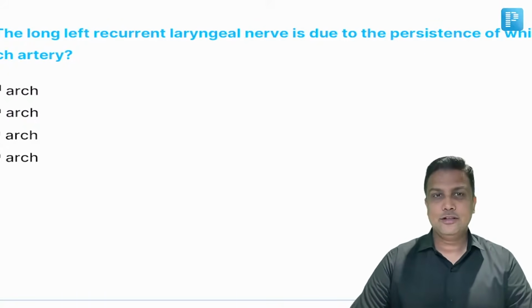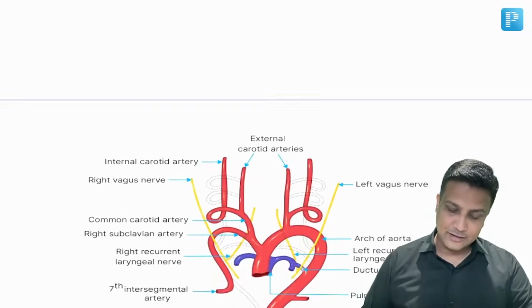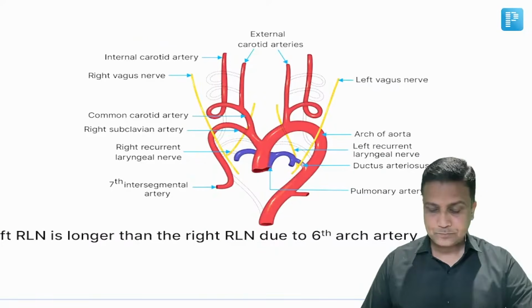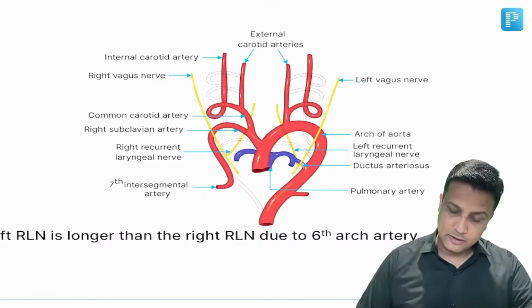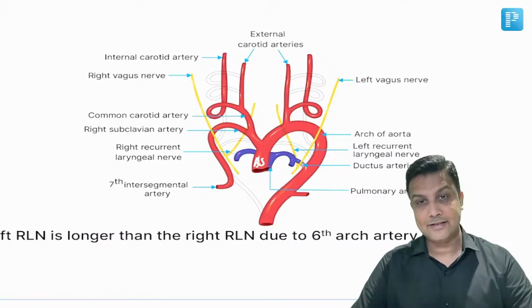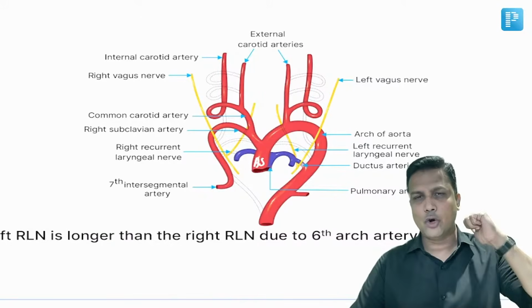But here in the question, they're asking it is longer due to which arch artery. That means the question is about gross anatomy, but the answer they're expecting you from the embryology part. So now please look at this diagram very carefully here. Yes, of course, we have discussed this in embryology that this one here will be the aortic sac in the front. Be careful, I'm not telling aortic sinus, I'm telling aortic sac. So there will be the aortic sac and you'll be having the dorsal aorta behind.